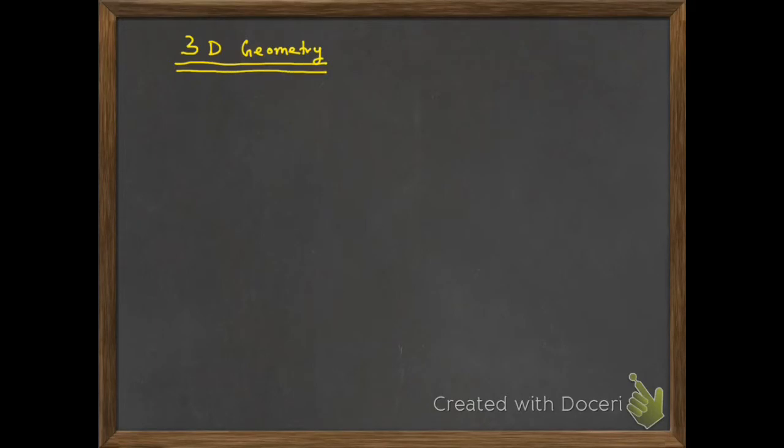Now in 3D geometry, we have the x-axis, we have the y-axis. Now last year we took only the x and y. So this year we have the z-axis that's coming out of the board. So this is what is 3D geometry because we're using x, y and z.